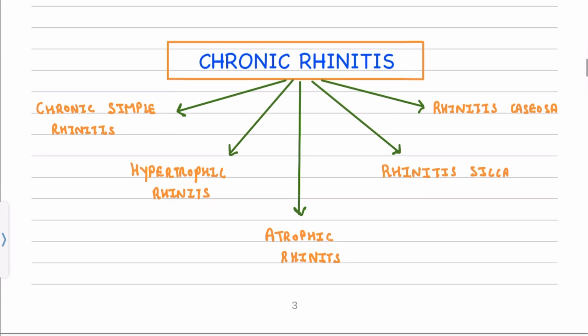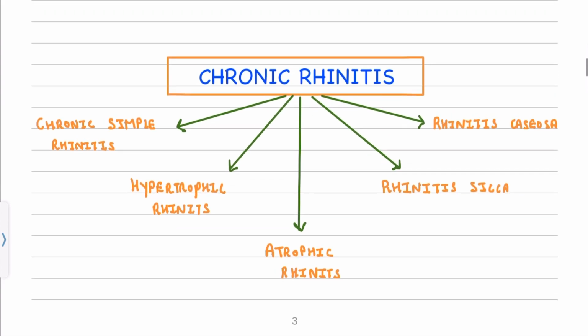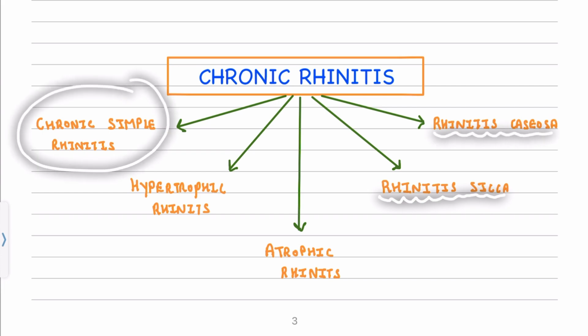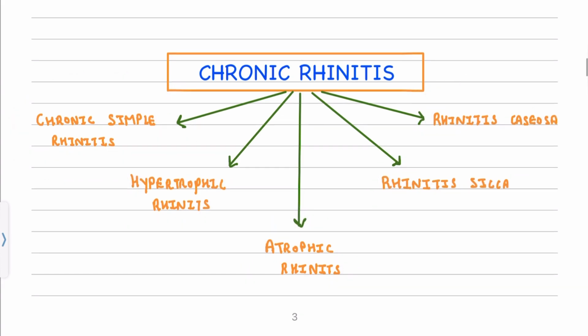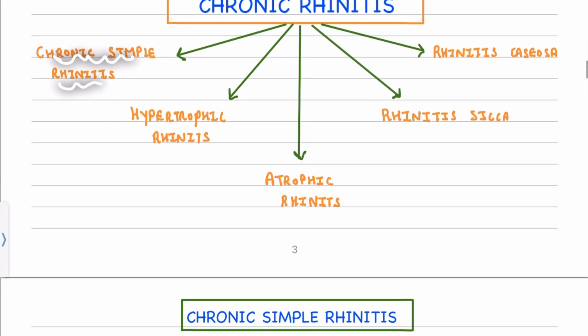Next, we'll move towards chronic rhinitis. Chronic rhinitis is of 5 types. First, we have chronic simple rhinitis. Then we have hypertrophic rhinitis, or sometimes referred to as chronic hypertrophic rhinitis. And most important of them all is atrophic rhinitis. We have something known as rhinitis sicca as well as rhinitis caseosa. So all 5 of these will be dealt with in detail. Okay, let's start with chronic simple rhinitis.